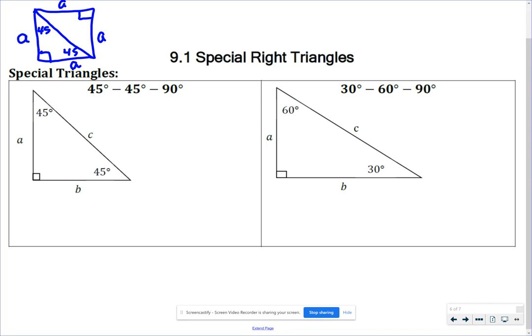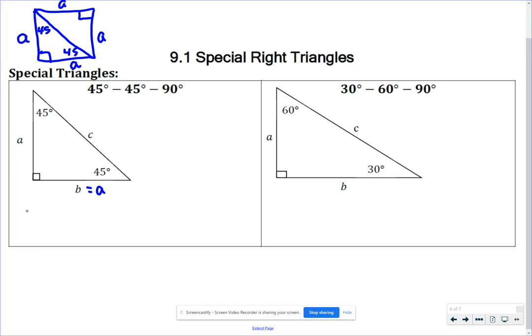When you have a triangle like this, it is an isosceles triangle. I want you to remember isosceles means we have two sides that are the same length. So the A and the B are the same. The legs of this 45, 45, 90 right triangle are exactly the same length. The A equals the B or the B equals the A. So in that 45, 45, 90 right triangle, the two legs are the same length.